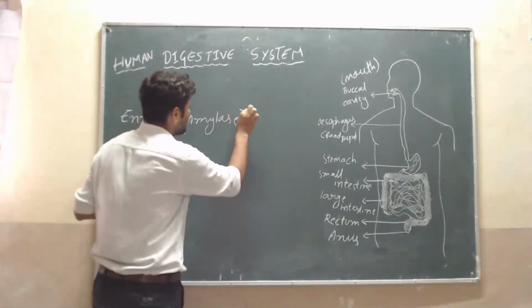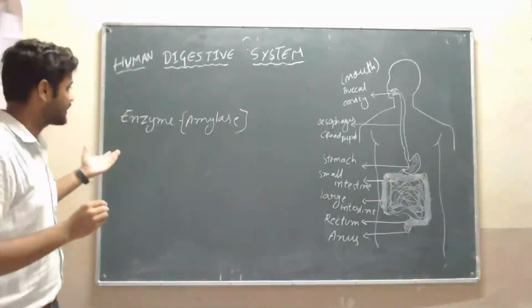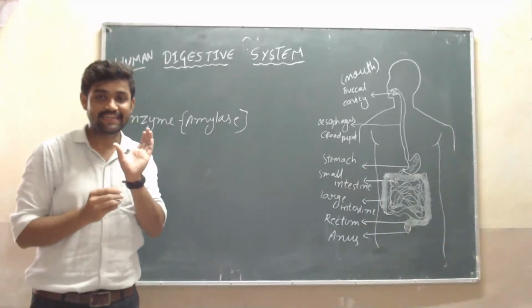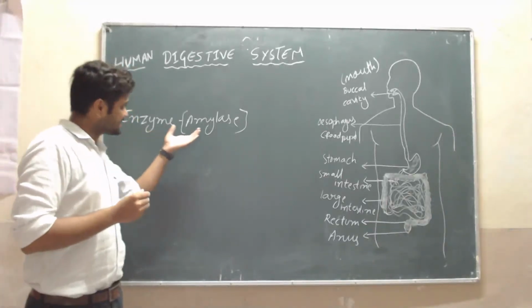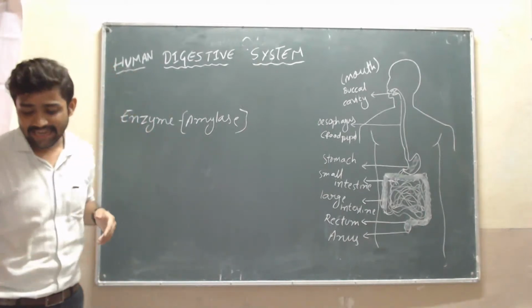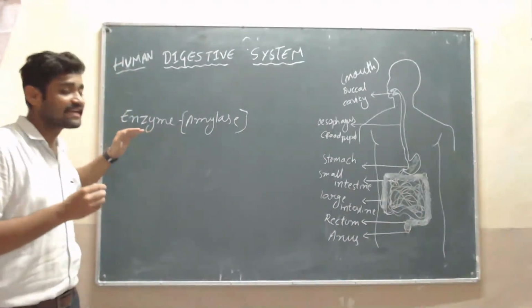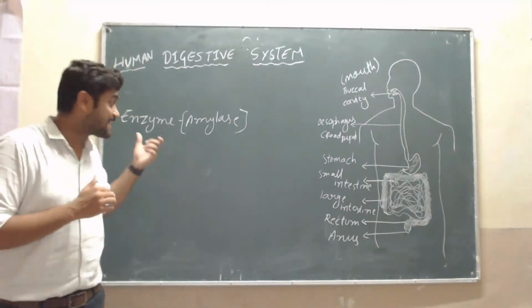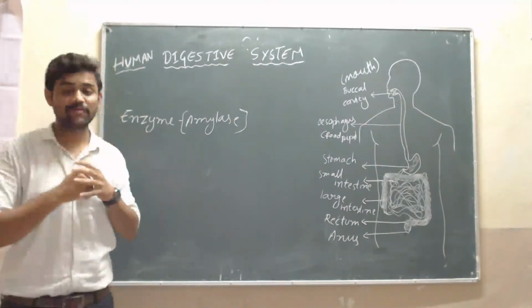The enzyme called amylase. Our salivary amylase also we can tell them. Saliva is liquid, isn't it? That secretes the amylase. What is this enzyme, sir? Enzymes are a type of protein.